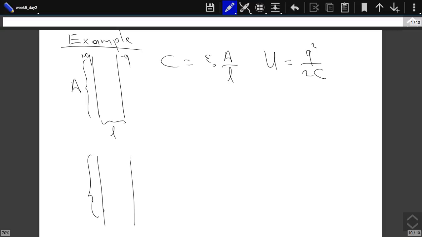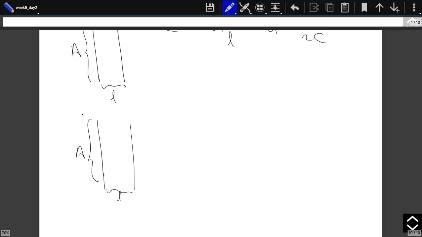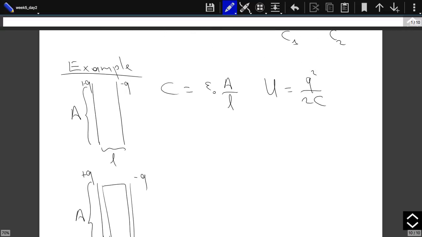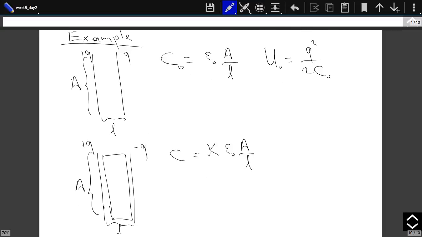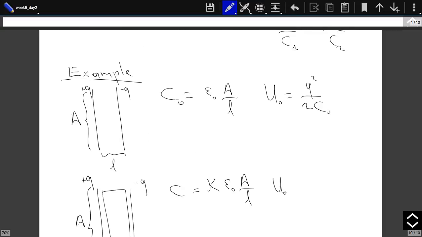Just take the same parallel plate capacitor, but put a dielectric. What is the capacitance now? Well, let's say this is C0. This is K epsilon 0 A over L. And U0? No, not U0, U.